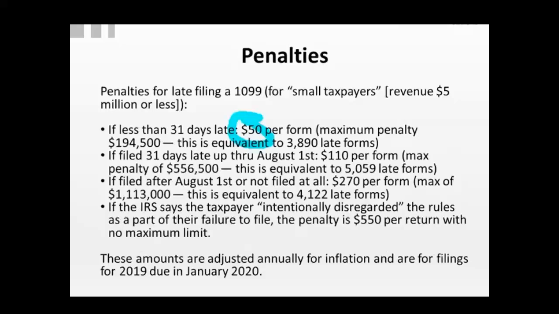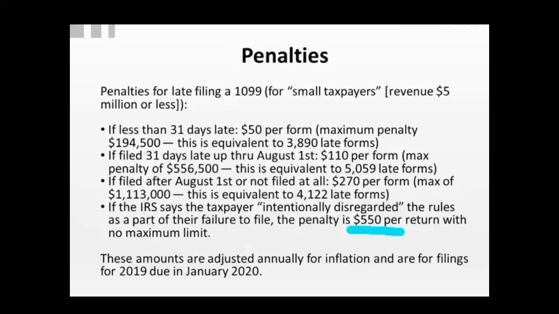Now let's say that you know that you should be getting W-9s from contractors. You've had problems in the past. You know it's a problem that you haven't always gotten social security numbers from people, and you still don't reform. Look at the intentional disregard penalty. It's $550 per form with no maximum limit, and really that's $550 ×2, so $1,100.